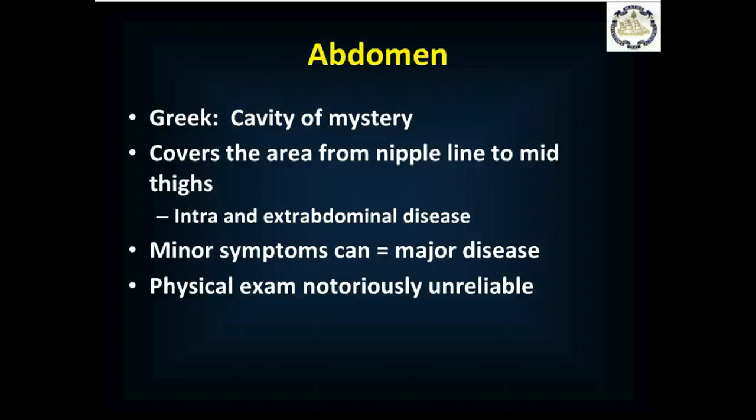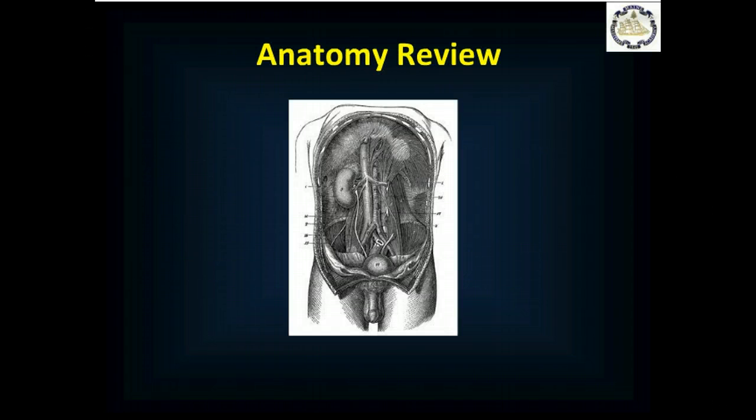Also, extra-abdominal disease, such as problems with the blood vessels into the legs, or pneumonia can cause abdominal pain, and very minor symptoms can actually be caused by major disease. The physical exam, unfortunately, is very unreliable, and so you're going to rely on a number of things, particularly the history, to give you a clue as to whether or not the patient is very ill or if this is mild disease. Over the next few slides, we'll briefly review anatomy.